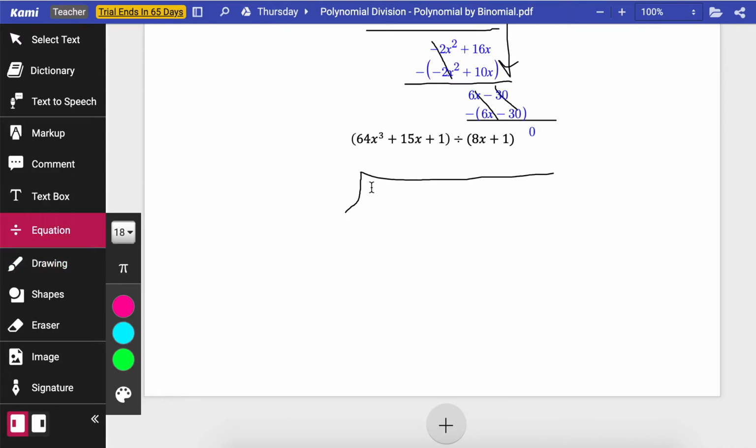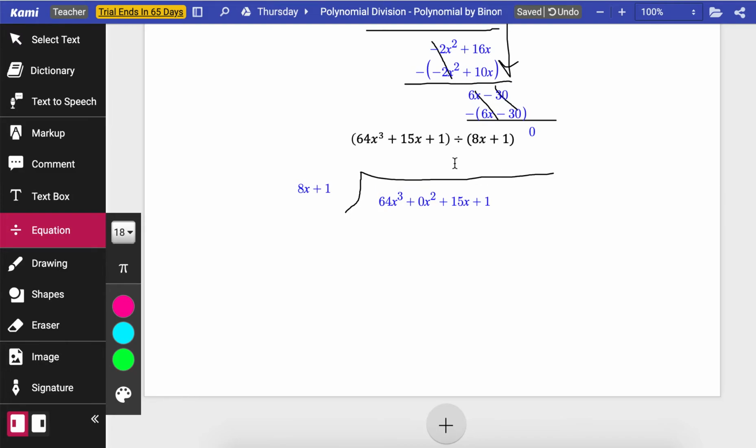This time we're going to divide 64x cubed plus 15x plus 1 by 8x plus 1. And remember, whenever we see something that's missing an x squared term, or any term for that matter, we want to include it with a placeholder of 0. Otherwise our work gets a little sloppy. So I'm going to include that 0x squared plus 15x plus 1.